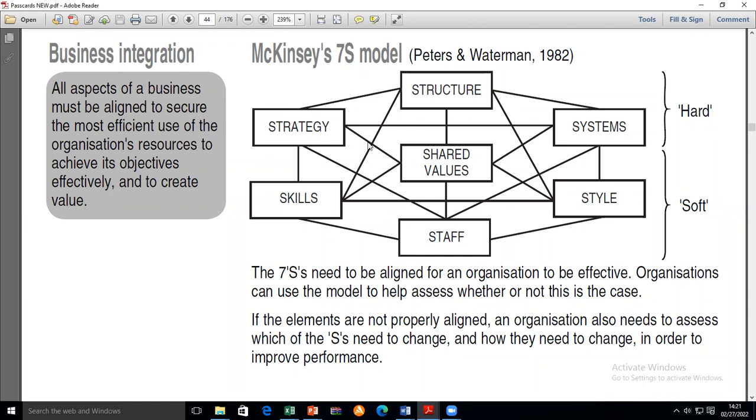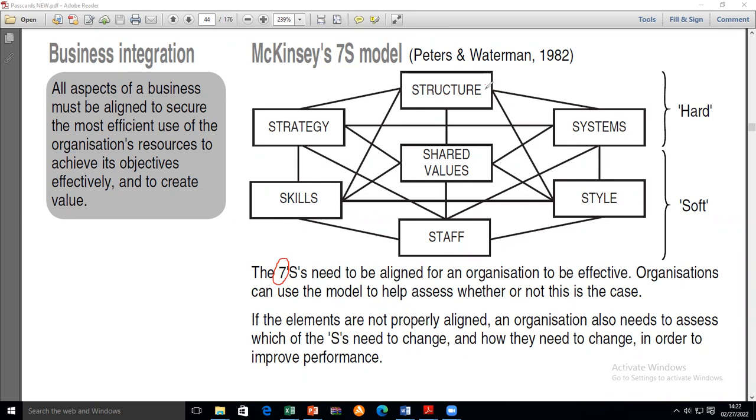So when you take an organization, you can split it into two main areas. What are these? The hard and the soft. So this model says that every organization has got these seven. And to deliver the best result, these must be aligned. We need an alignment of all these. Let's talk about them now. These are components of an organization, and there are 7 of them.